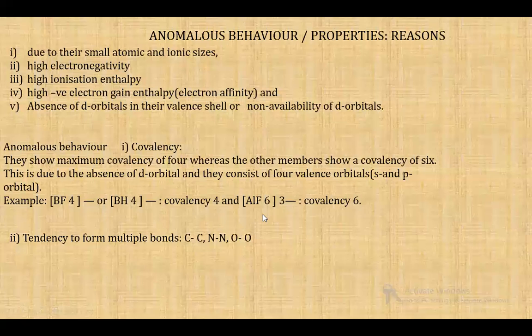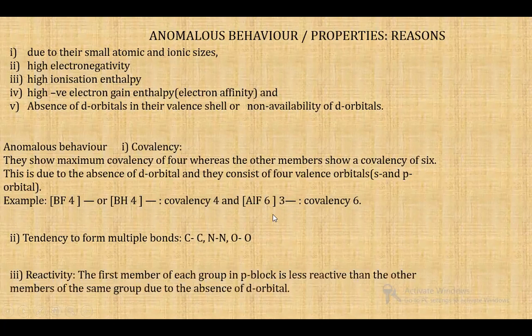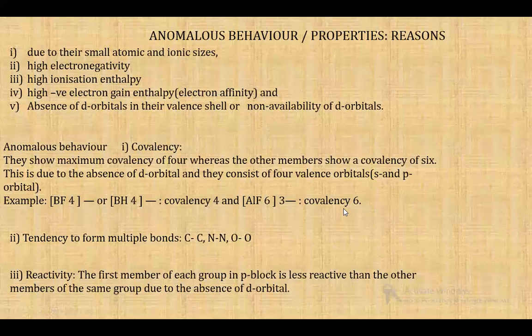Next, the tendency of formation of multiple bonds, in groups 13, 14 and onwards. Carbon forms single, double and triple bonds; nitrogen forms double and triple bonds; oxygen forms double bonds. There will be a tendency to form multiple bonds. That is the anomalous behavior. And for reactivity, the first member of each group in the p block is less reactive than the other members, due to the absence of the d orbital. These are the anomalous properties of boron, and carbon, nitrogen and oxygen have almost the same anomalous properties.